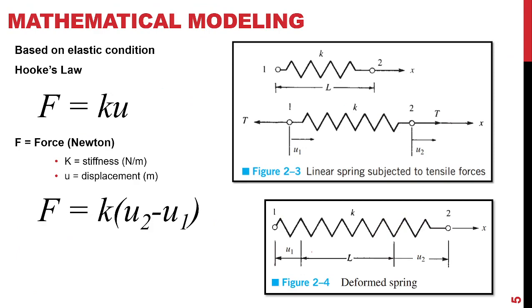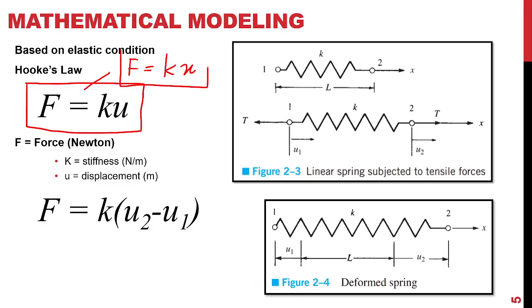And then it is governed by this mathematical modeling, which is F is equal to KU. If you studied earlier, we did not call it KU, we called it F is equal to KX. But X is confusing because there is also Y and Z. So we do not use X, Y, Z, we use U. Anything that moves, we call U. So we use U1, U2, U3.